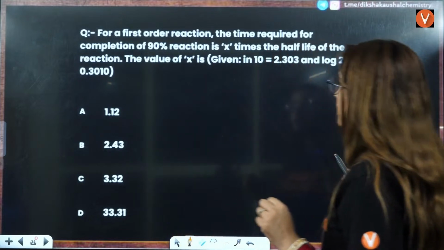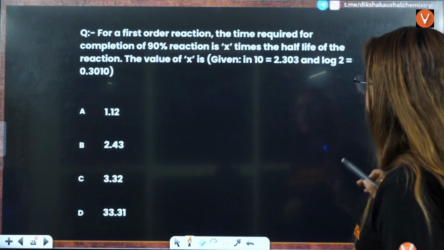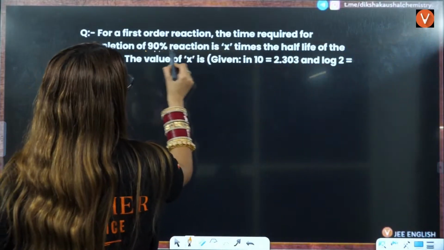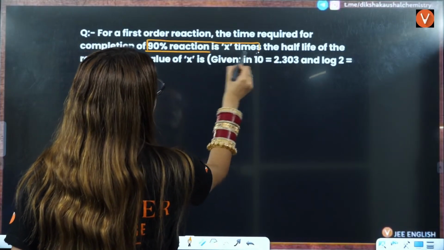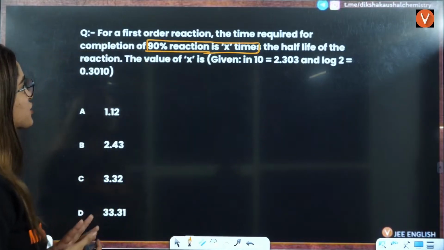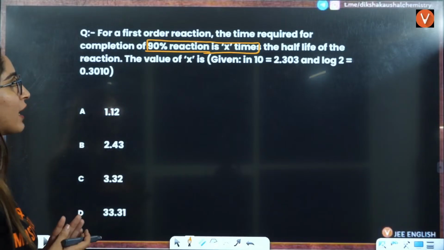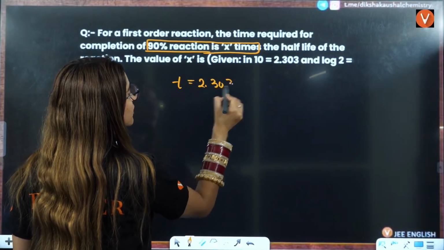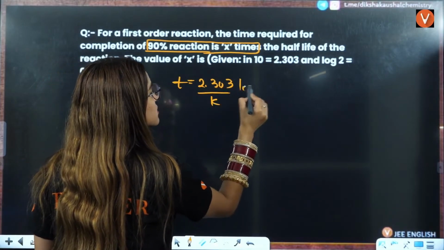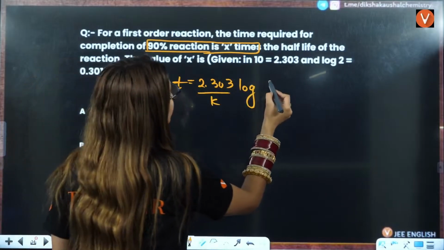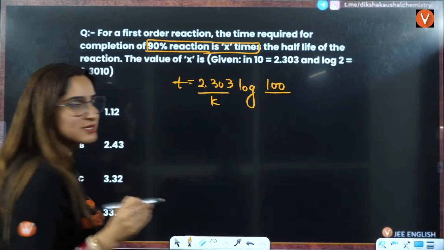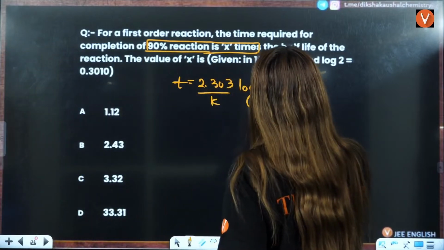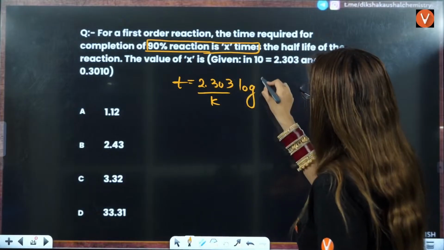Next is, for a first order reaction, the time required for completion of 90% reaction is X times that of half reaction, right? You have to find the value of X. So when you say t is equal to 2.303 by k, log of initial, which is 100. When you have it in percentage, if you're saying 90% is consumed, then 10% will be left. So it will be 10, right? So you can put here log of 100 by 10.